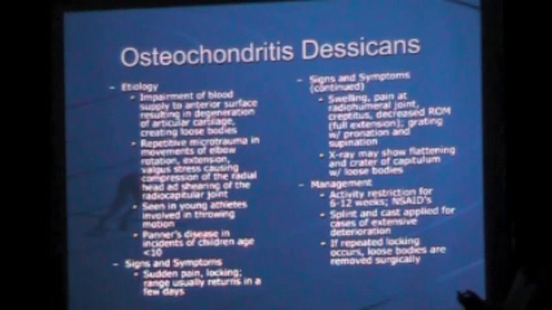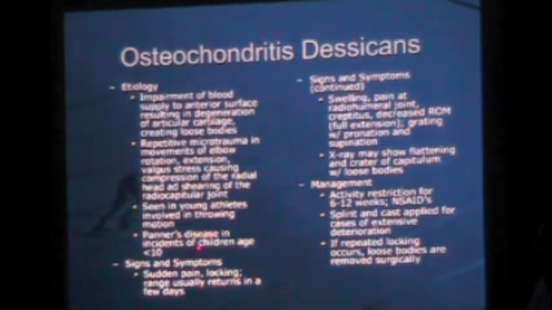Osteochondritis Dissecans, I apologize for this slide. It's kind of crazy, but just really in a nutshell. Like I mentioned before, it's a problem with blood supply that leads to degeneration and fragmentation of the cartilage due to repetitive movements across the elbow over time. Seen in young patients, they're usually throwers. Panner's disease, like I mentioned before, is usually in kids less than age 10. That actually resolves on its own.